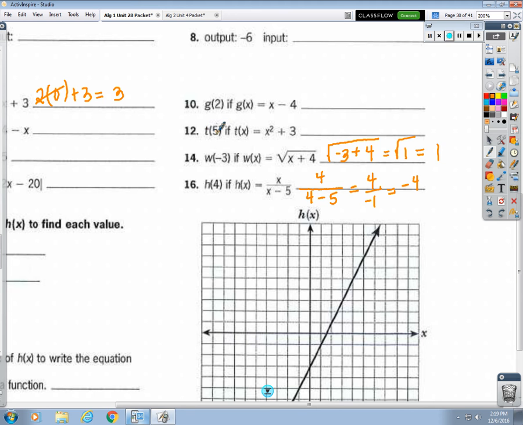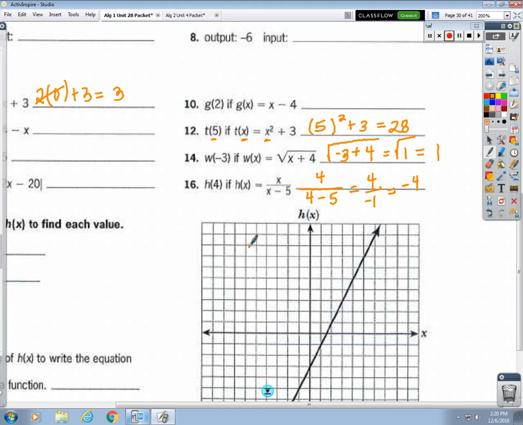T of 5 if t of x equals x squared plus 3. So they're wanting you to take this function, x squared plus 3, but instead of the x, they've told you to replace x with a 5. So I'm going to replace this x with a 5. 5 squared is 25. 25 plus 3 is 28. Any other questions that you would like me to go over before we move on?